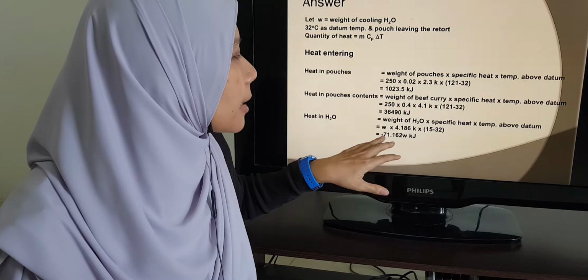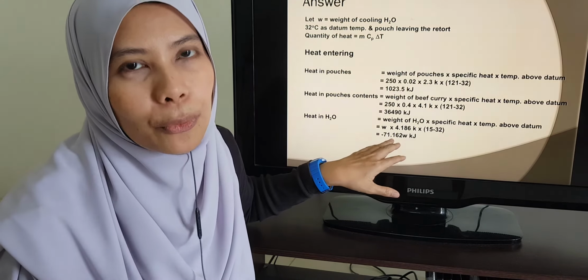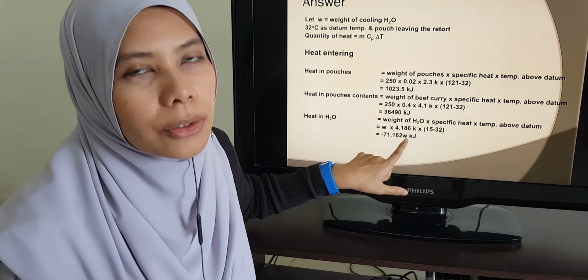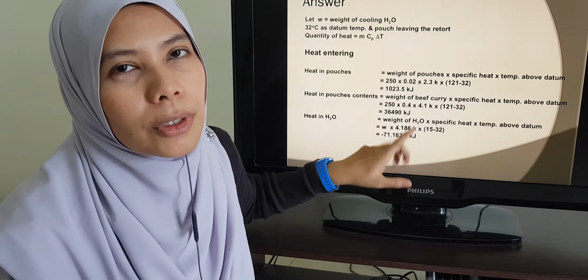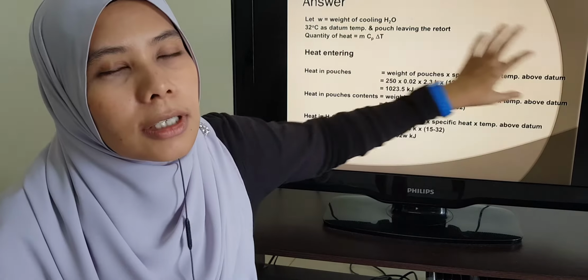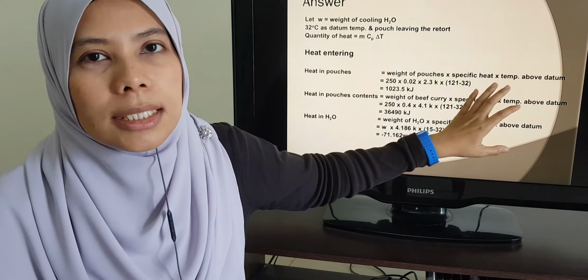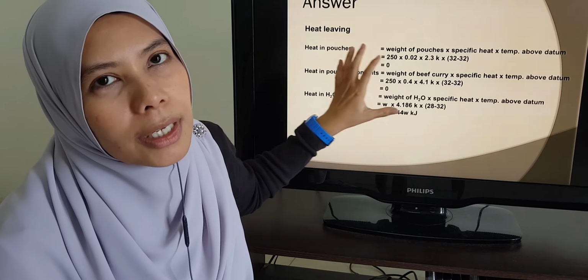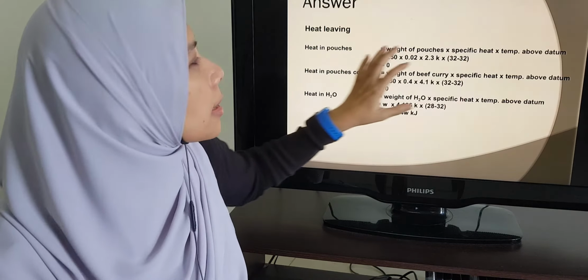Okay, so you will get negative 71.162 W. Look here, W is unknown. This one is the mass of cooling water that we do not know. This one is meant for the product going into the system. And then you need to calculate for the product coming out from the system.